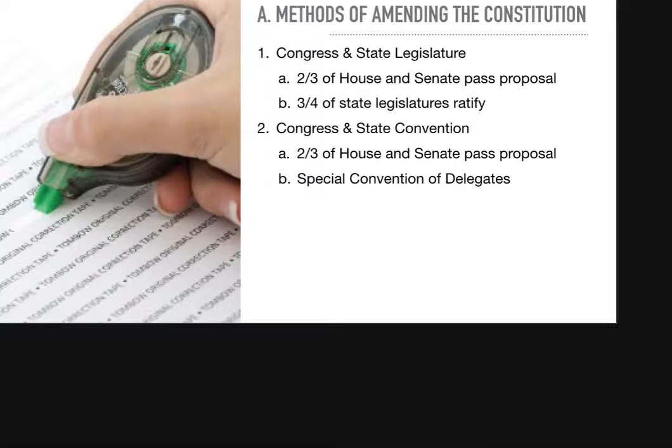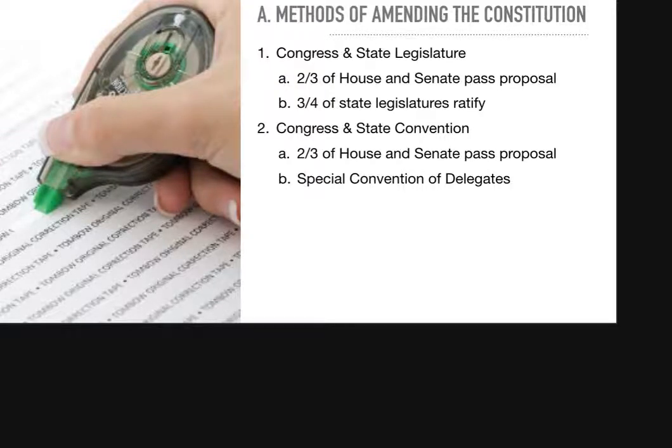The 21st Amendment repeals Prohibition. There were enough people who felt strongly enough about this one that they wanted to do state conventions instead of doing it through the state legislature. And so this one was done that way. So these are the only two ways that it's actually been accomplished.